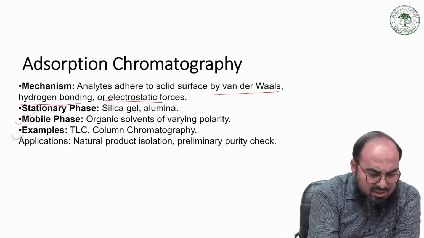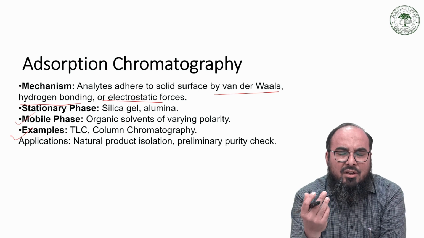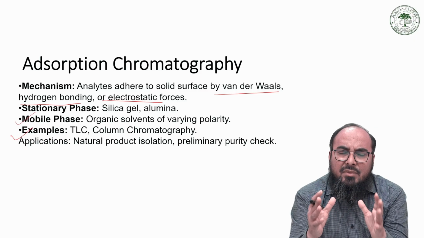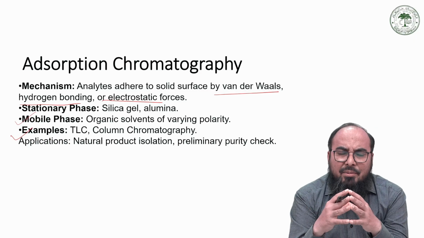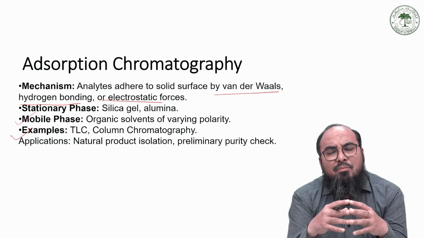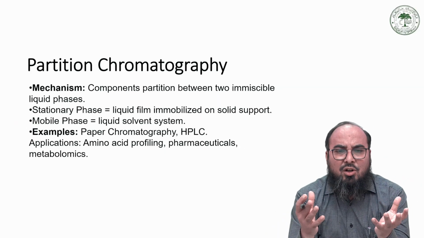The common examples are TLC, that is thin layer chromatography, or column chromatography. This type of chromatography is very good for the separation of natural products, for the separation of common organic compounds, and also for checking the purity of a given sample. Then comes partition chromatography.